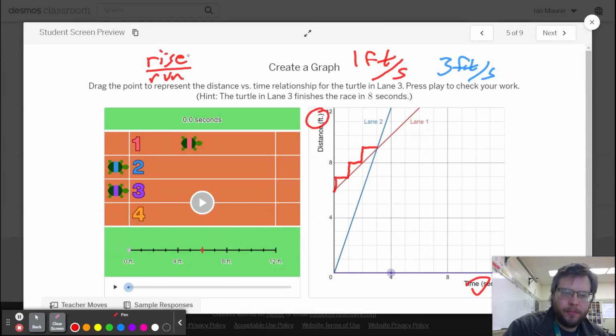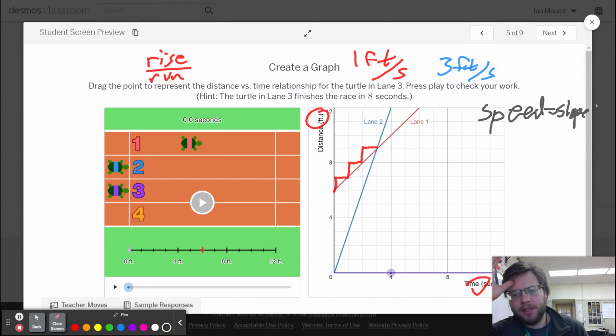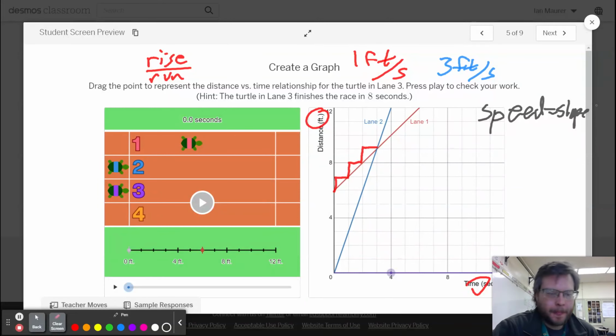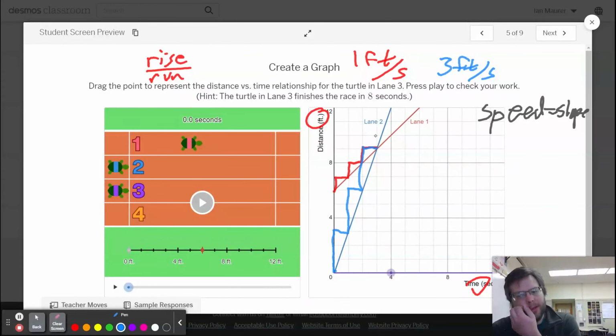And that should make something go off in your head. You've heard rise over run before. And that just means that the speed for any of these turtles, the speed is the slope. So that word slope is something we're going to talk about over and over and over again. And so that's the idea behind this activity, is that the speed is the slope. You can see the same thing with the blue turtle. Up 3 over 1, up 3 over 1, up 3 over 1. The turtle is going there.